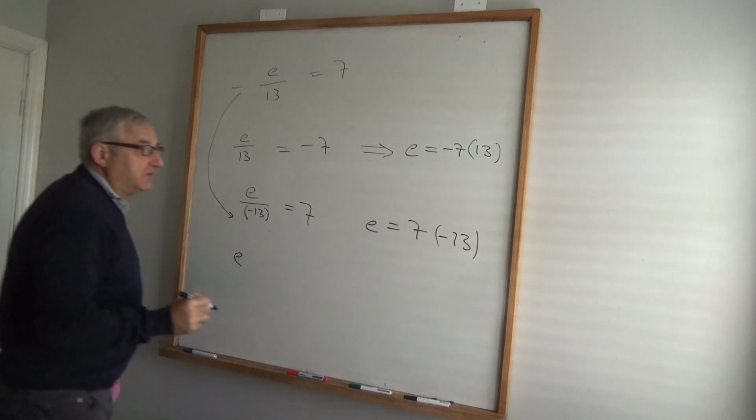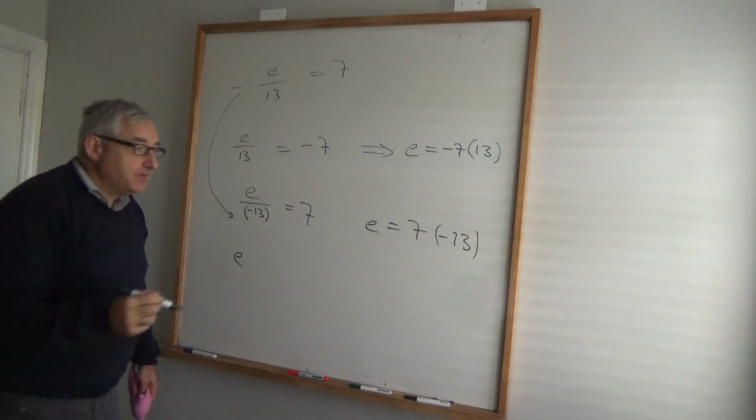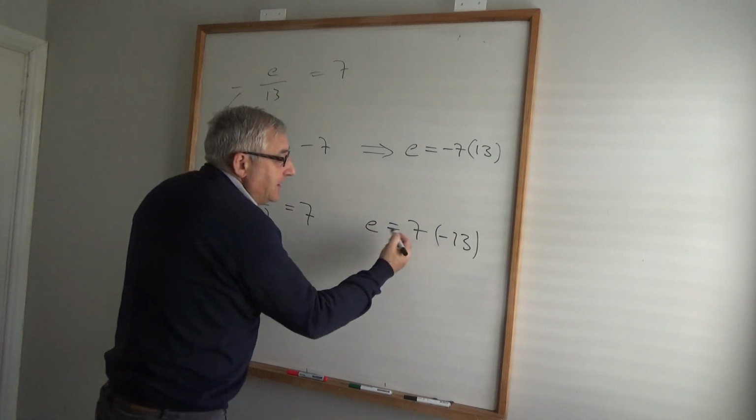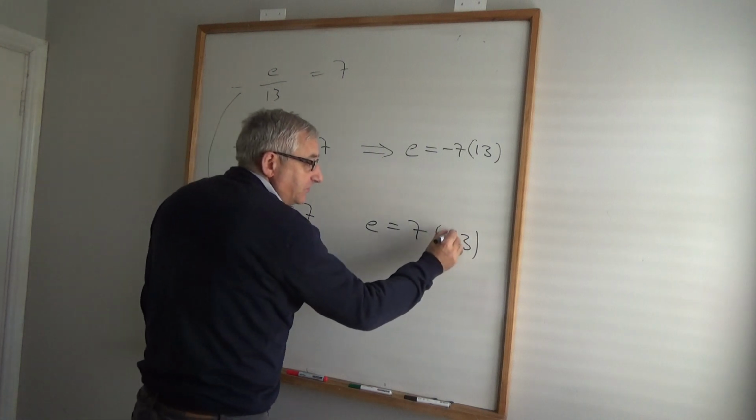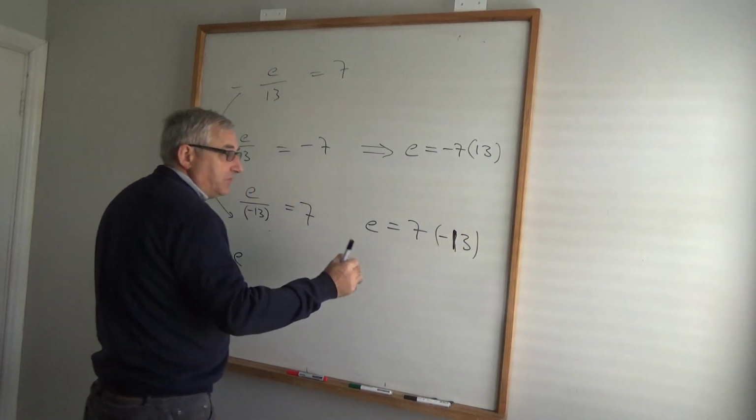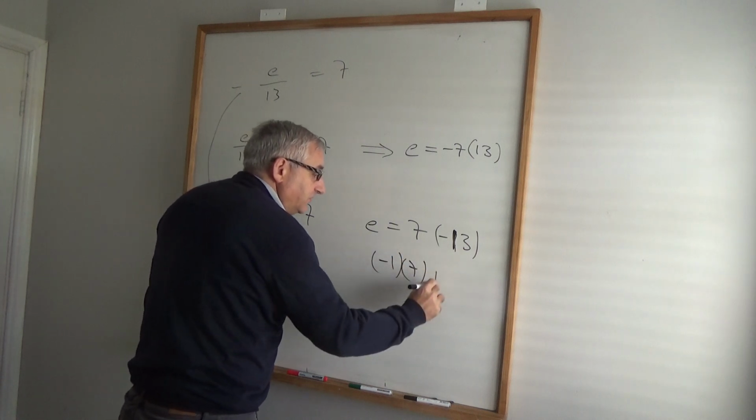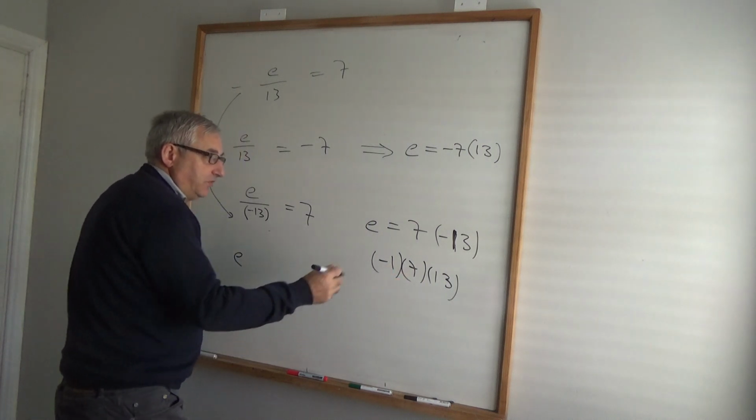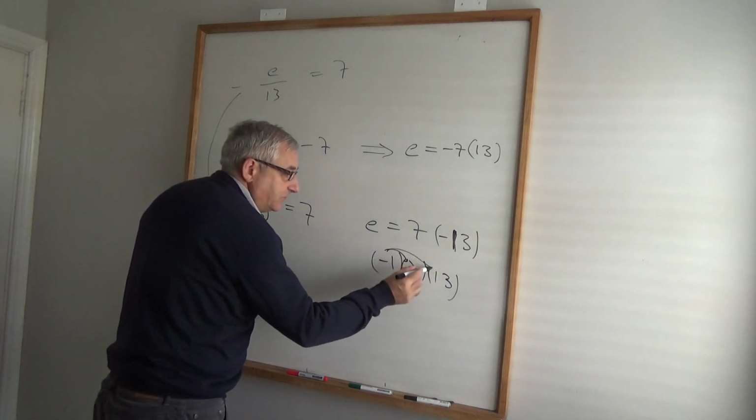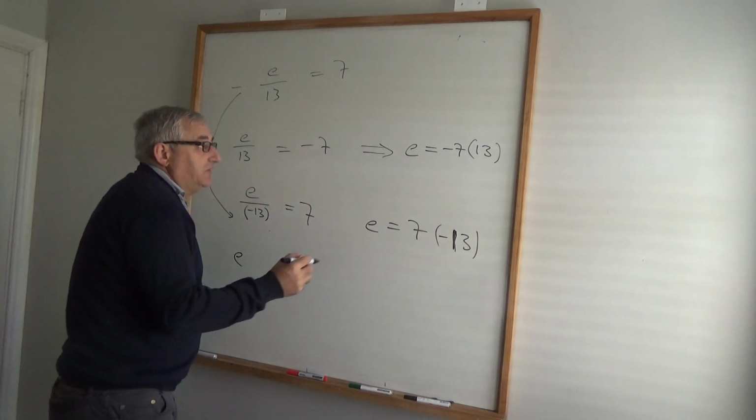So it really depends on which of the two factors you associate the negative with, but it doesn't make any difference because products are commutative, and it doesn't matter whether the minus is associated. Essentially it's minus 1 times 7 times 13. Okay, and it doesn't matter what order they're in, or whether the minus 1 is multiplied by the 7 first or the 13 first. Either way, you're ending up with negative 91.